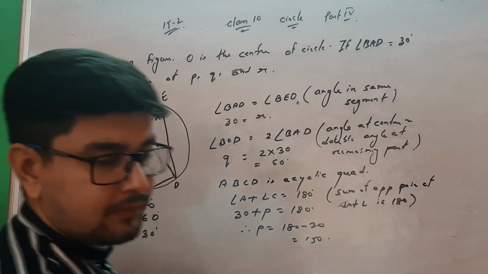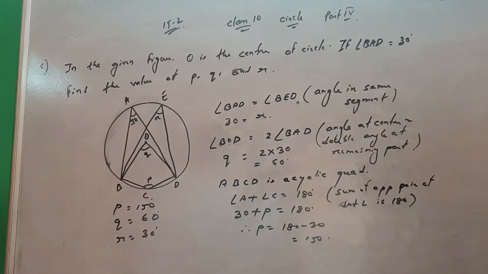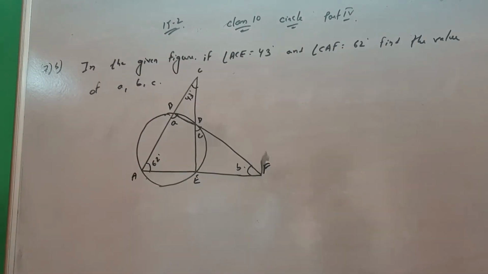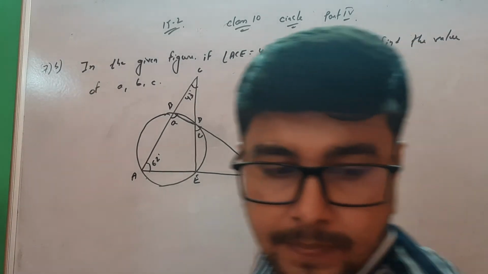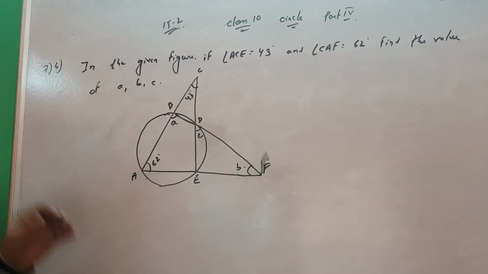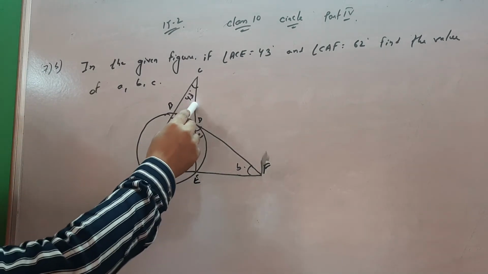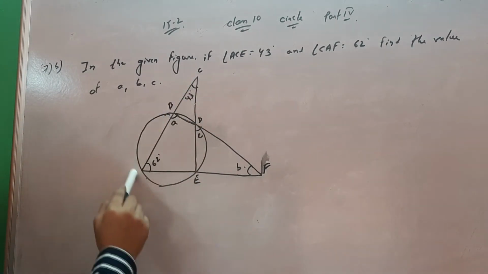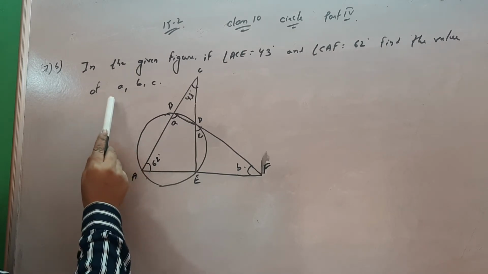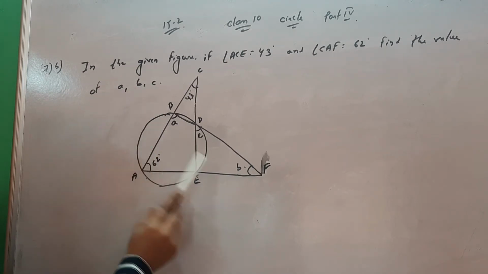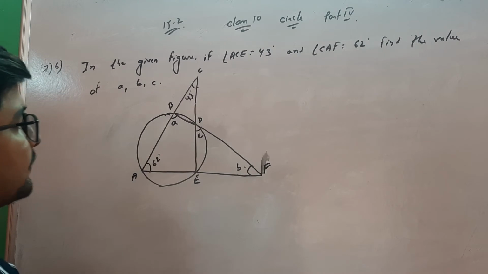Okay, note down. Question number 7b. In the given figure, angle ACE is 43, CAF is 62. Find the value of angle ABC. Okay, so this is very easy.